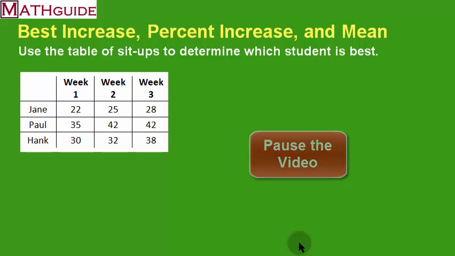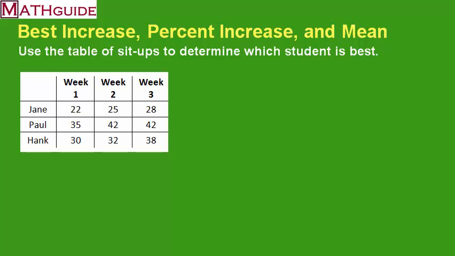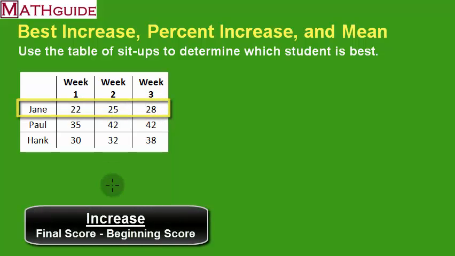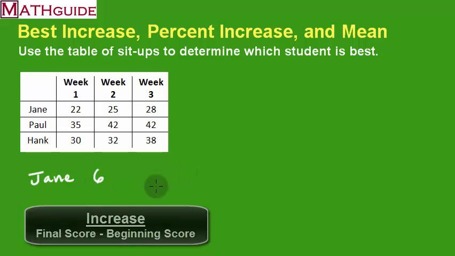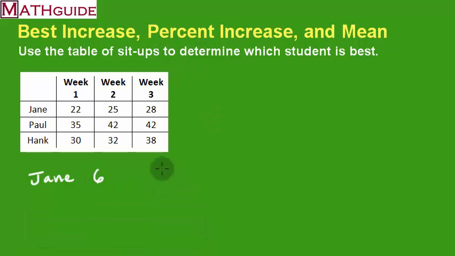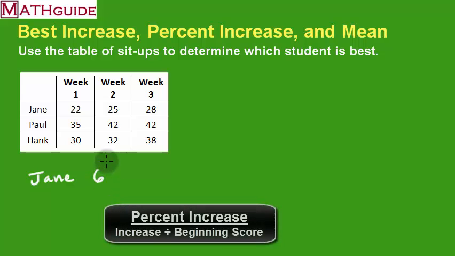Alright, now that you've had a chance to look over these, I'd like to calculate some and show you how they are calculated. So, let's talk about Jane first. It looks like from 22 to 28, that is an increase of 6. So Jane has an increase of 6, and we want to figure out, well, what is her percent increase? To figure out her percent increase, you take the increase and you divide it by the original amount.